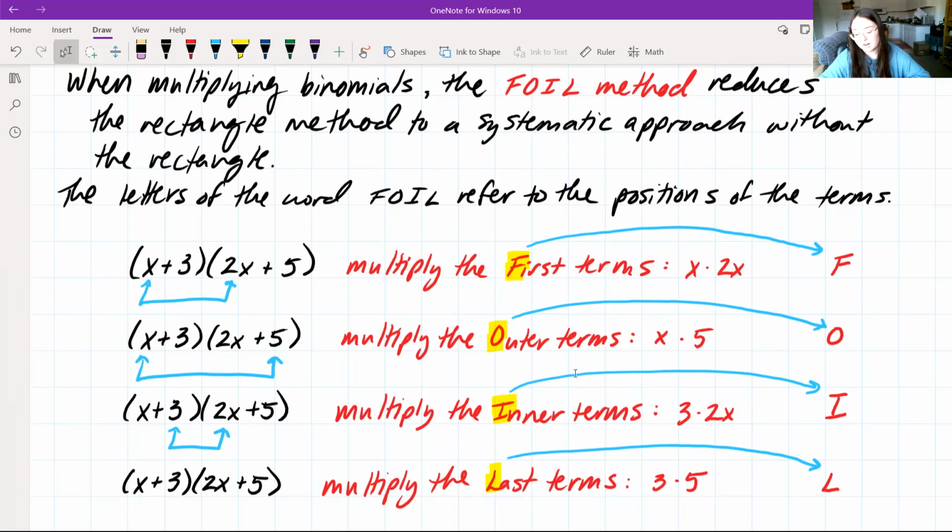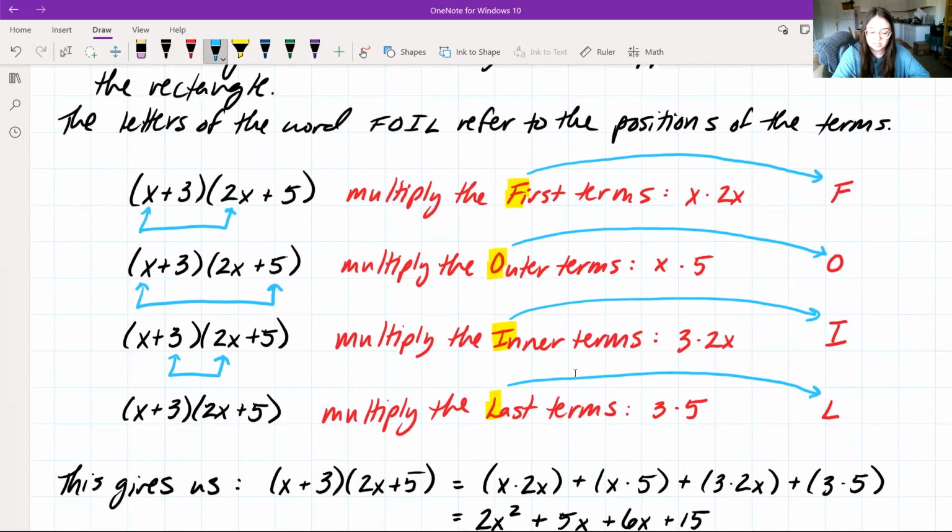Then I is going to stand for the inner terms. We're going to multiply the inner terms together, the two terms that are on the innermost parts. So 3 and 2x in this case. And then L is last. We're going to multiply the last terms. The last terms in both of these cases, in which I actually forgot to draw the arrow, would be 3 and 5.